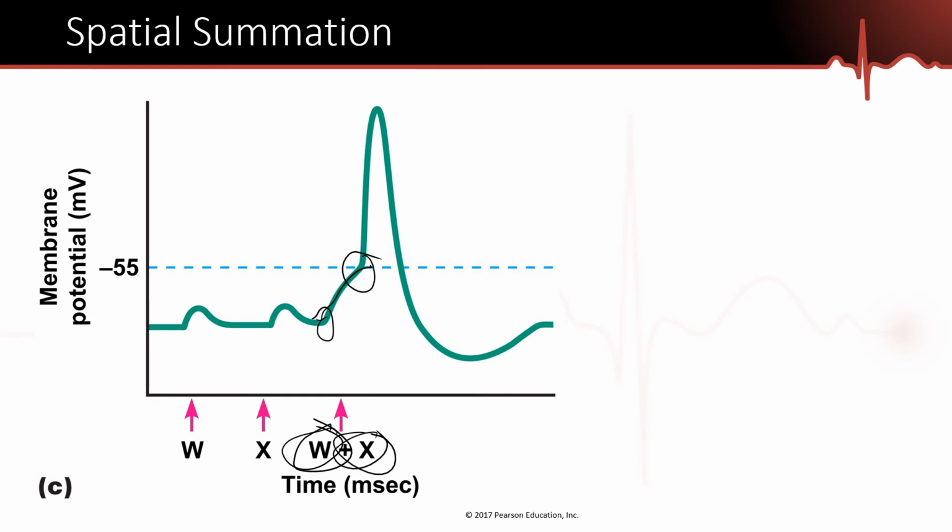They're working together to get the postsynaptic neuron's hillock region to threshold. All you've got to know for the exam is temporal summation: one neuron working by itself, increasing its firing frequency to get a postsynaptic neuron to threshold. Spatial summation: multiple different neurons working together to get a postsynaptic neuron to threshold.